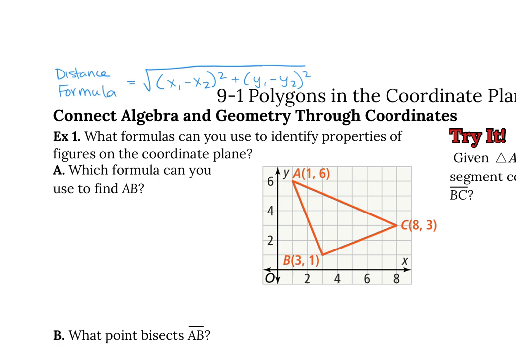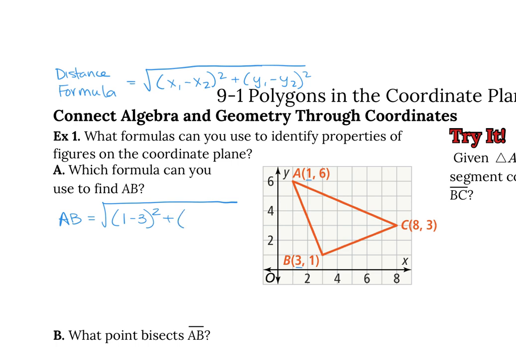Okay, so then to find the distance of AB, we're going to use the distance formula. I'm taking the square root of x1 minus x2. It doesn't matter which x I use first as long as I'm consistent when I do the y. So for this one, I'll just do the A first. So 1 minus the 3, square that. And then we will add our y's.